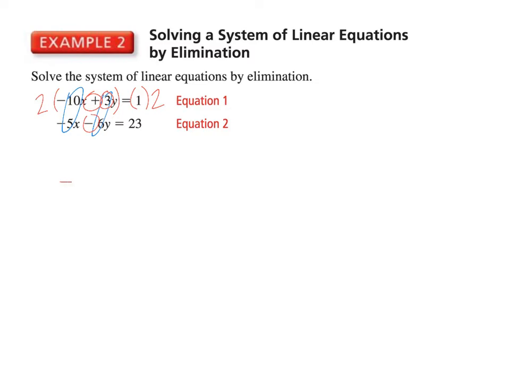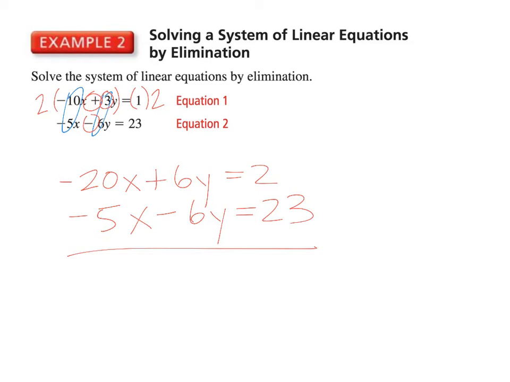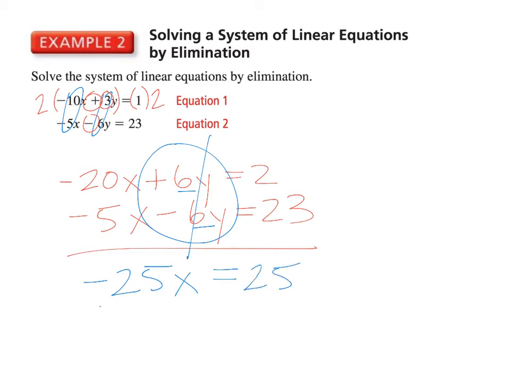So for the first equation, I end up with negative 20x plus 6y equals 2. And for the bottom equation, I have negative 5x minus 6y equals 23. Now I have a common coefficient for the y variable with opposite signs. So I add up all the like terms. Those cancel out. With the x's, I get negative 25x. And the constants here, I get 25. So I divide by negative 25, and x is equal to negative 1.